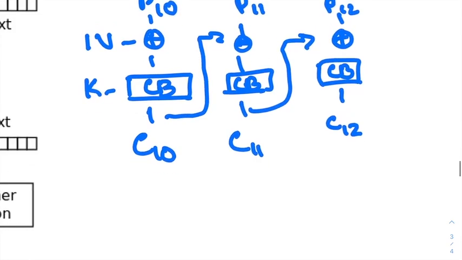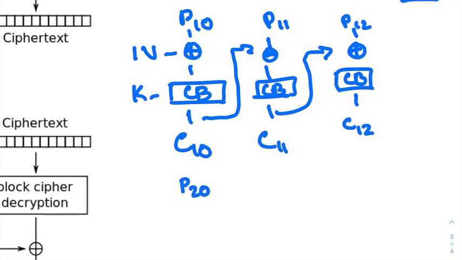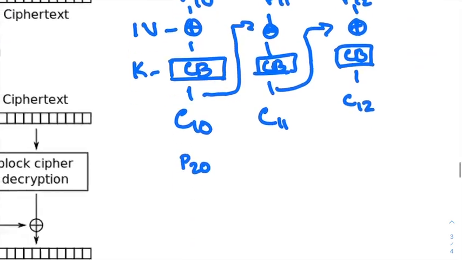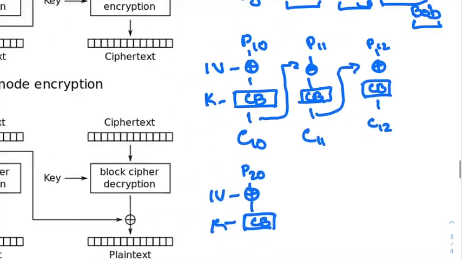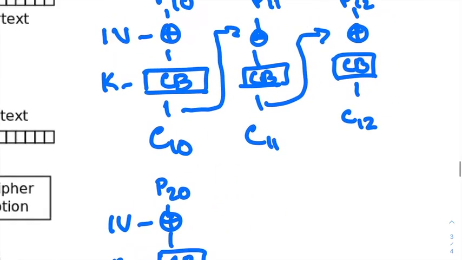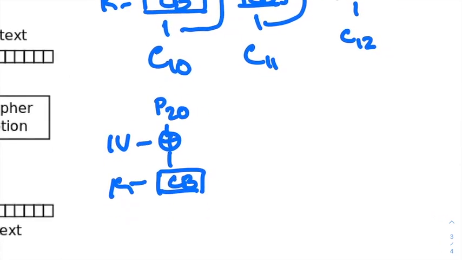So we can do a similar thing for P20, right? So this would just be, "Good day, ma'am Bob." So we pass that in, again, same IV, same key. Now, let's just take a look at this very first instance here. What happens? Well, we know P10 has this value of "good", right? And let's just say we potentially don't even know what the value of P20 is. But we do know that the IV, the nonce, and the key are being reused.